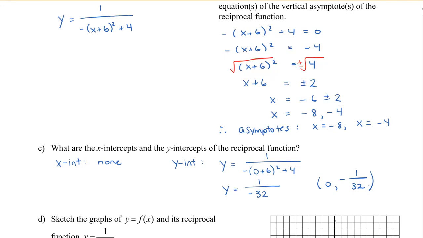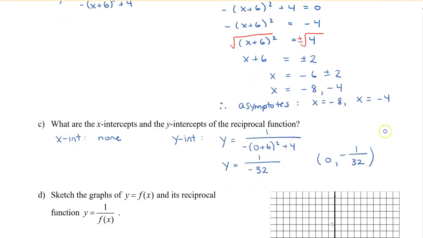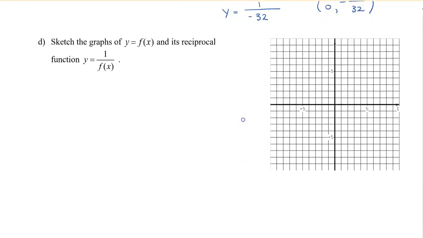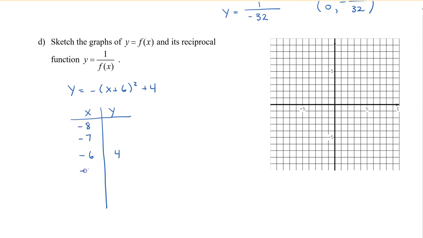Now to graph the reciprocal, let's first graph our original, just like what we did with the line. I'm going to recopy the equation down here so we can see it better: y equals negative (x plus 6) all squared plus 4. And let's use a table of values. We can see our vertex is (negative 6, 4), so we'll place that in the middle of our table, and then we'll pick two numbers on either side: negative 7, negative 8, negative 5, and negative 4.